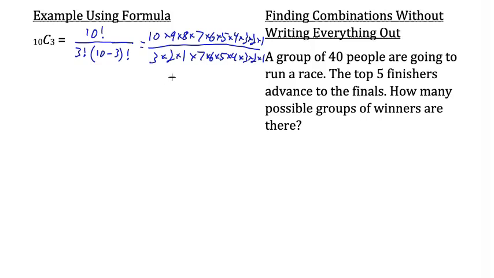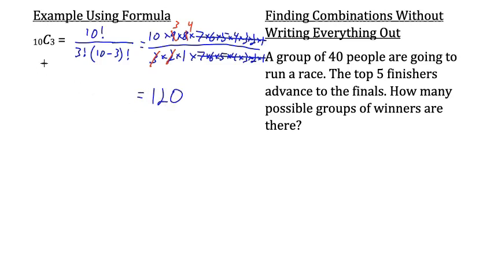All right, once again, we notice a lot of this cancels. 9 and 3 are both divisible by 3, so that 3 cancels out, and this 9 can become a 3. 8 is divisible by 2, which leaves us with 10 times 3 times 4. Well, 3 times 4 is 12, times 10 is 120, and there's nothing left in the denominator. So we end up with 120 combinations.